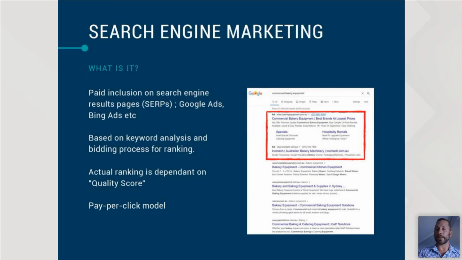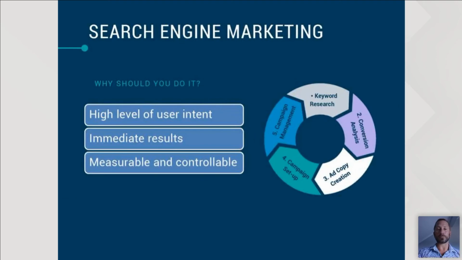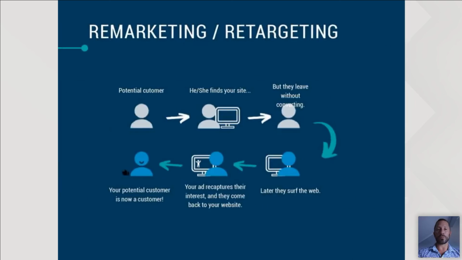And what ends up happening is if your quality score is too low, then you could end up paying too much for your budget and not get as many leads back. It's got a very high level of user intent. They're usually at their time of need looking to buy now, and they can give you immediate results. So within a week, you should start getting traffic to your website and potentially leads to the business. It's very measurable and it's controllable.